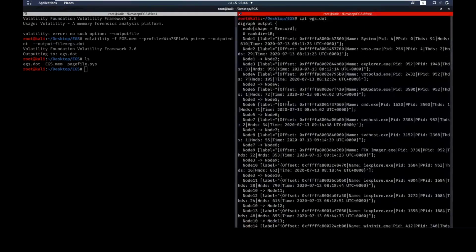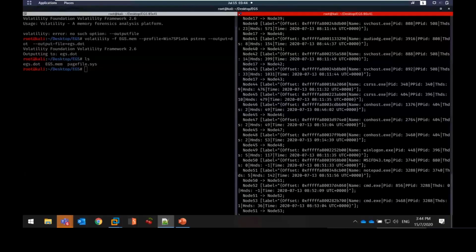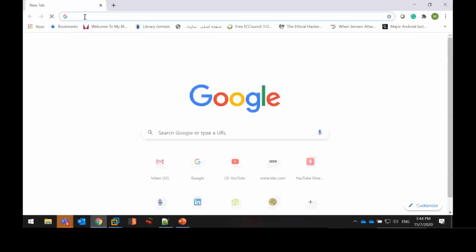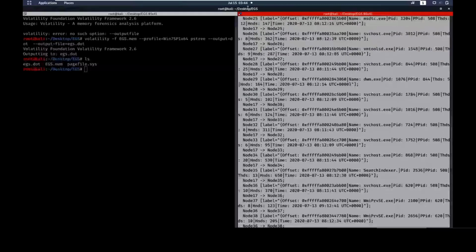If you think this is a better visualization, we are not at that point yet. So I just opened a website for you, which helps me to visualize the dot files. I just need to copy and paste the file here.